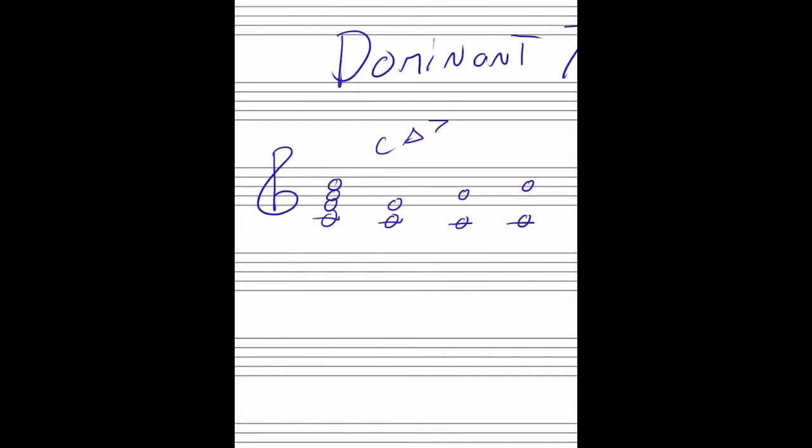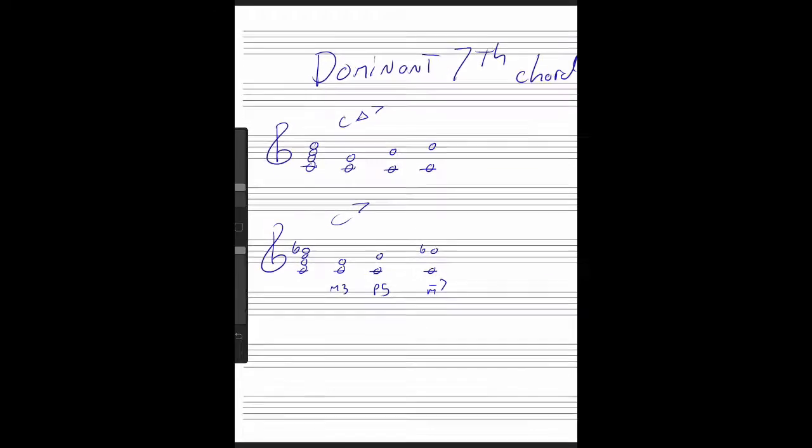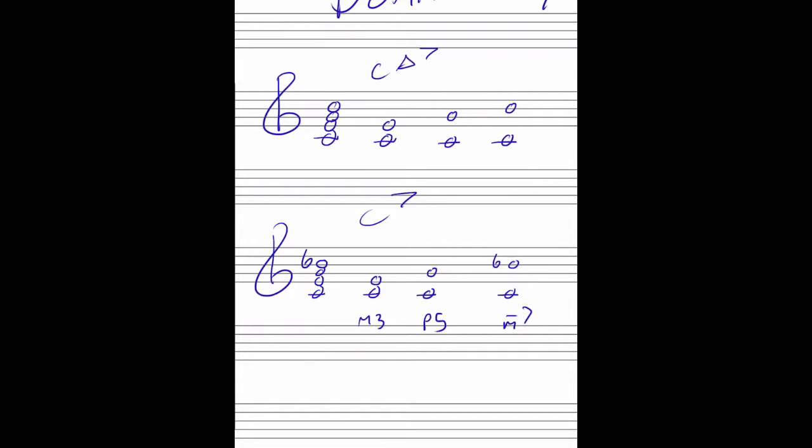So as we can see, we have our C major 7: C, E, G, B natural. And to change this, we're going to lower that B natural to a B flat. So we get a major third, a perfect fifth, and a minor seventh, the C to B flat. And that gives us our C7, or our C dominant 7.